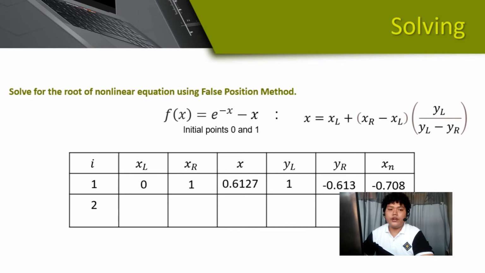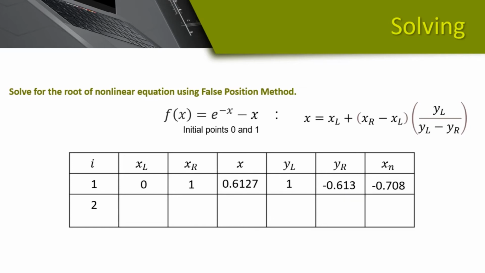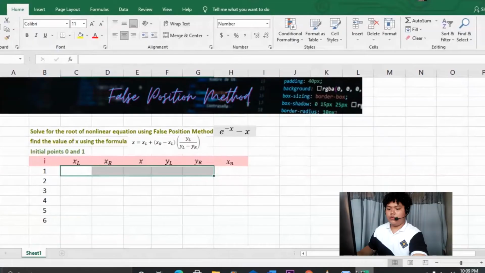Now, solve for the second iteration using the conditions that we tackled before. And you should have a value of left limit 0, right limit 0.6127, the function of our left limit 1, the function of the right limit, which is negative 0.070, our x will be 0.5721, and our function of x will be negative 0.007. Now, I'm going to show you how to solve the false position method using Excel.